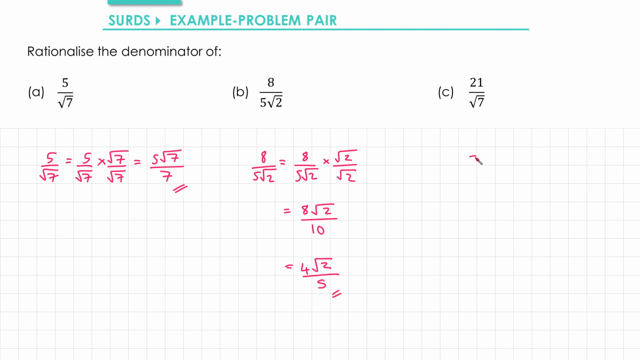In part C, I've got 21 over root 7. Multiplying top and bottom by root 7, I get 21 times root 7, or 21 root 7. And on the bottom, root 7 times root 7, which is 7. 21 divided by 7 gives me 3, so I get 3 root 7.